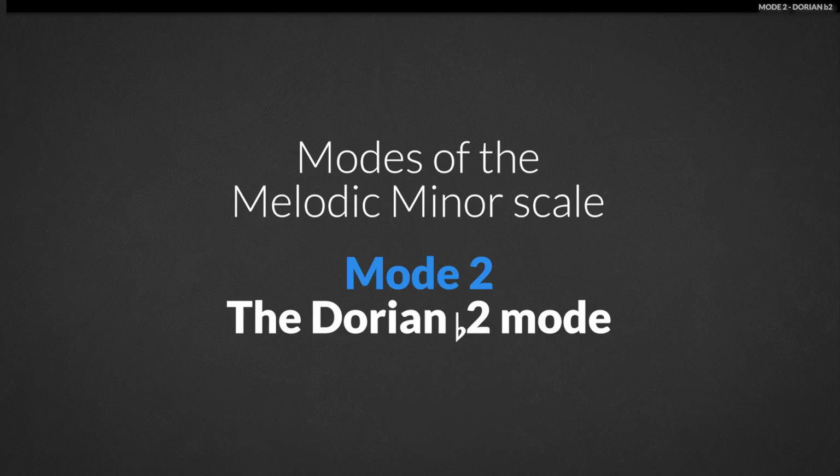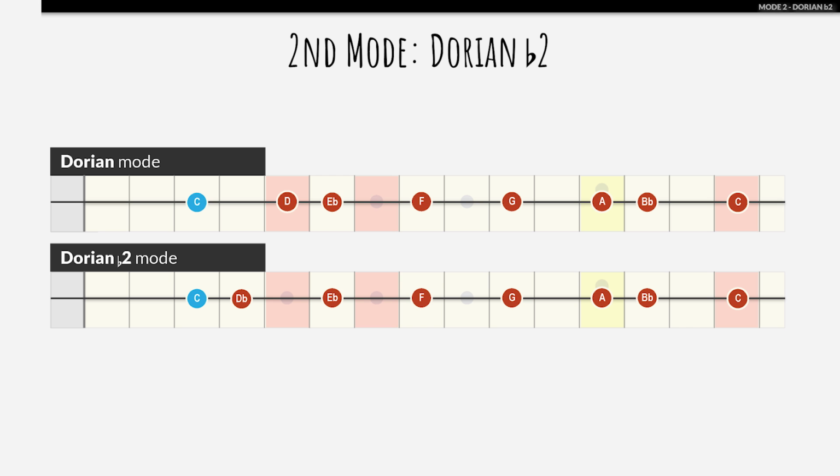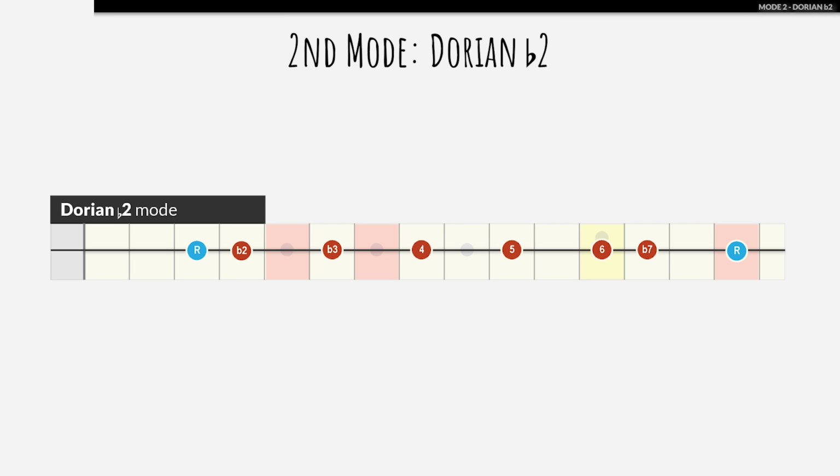Now the Dorian flat 2 mode is a minor scale used over minor chords. It's much like a Dorian scale, hence the name, but the second degree is flattened. It's a minor second degree. Now the scale consists of a tonic, a minor second, a minor third, a perfect fourth, a perfect fifth, a major sixth and a minor 7th degree.